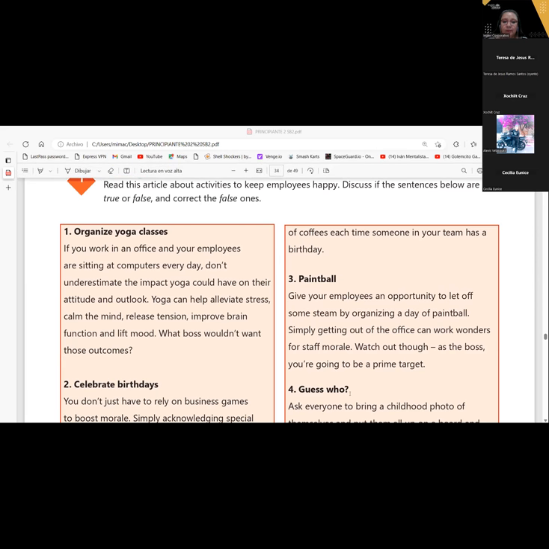Organized yoga class. If you work in an office and your employees are sitting at computers every day, then do not underestimate the impact yoga could have on their attitude and outlook. Yoga can help alleviate stress, release tension, improve brain function, and lift mood. What boss wouldn't want those outcomes.